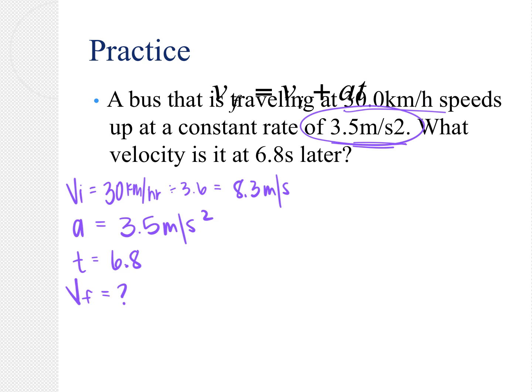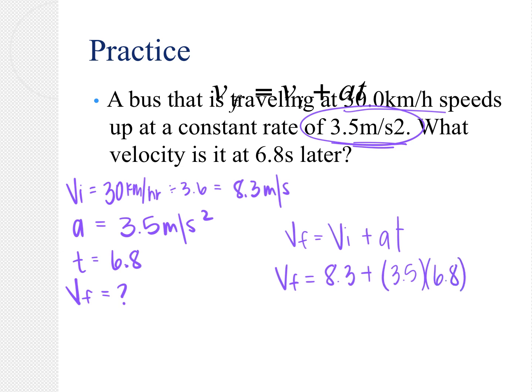Okay, so if I go back to the first kinematic equation that says VF equals VI plus AT, do we have a spot for all these numbers and my question mark? Does this equation fit with that? Yes. Okay, so I'm going to go ahead and just plug in then. VF equals VI plus A times T. And I'll go ahead and solve to find out there.